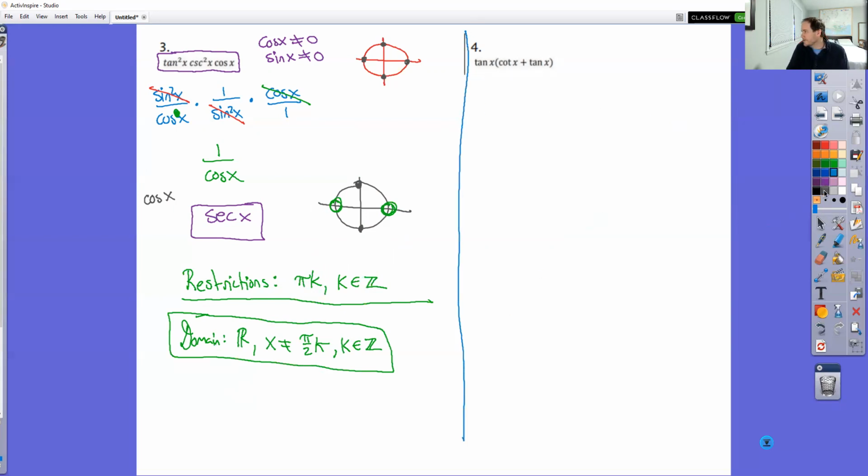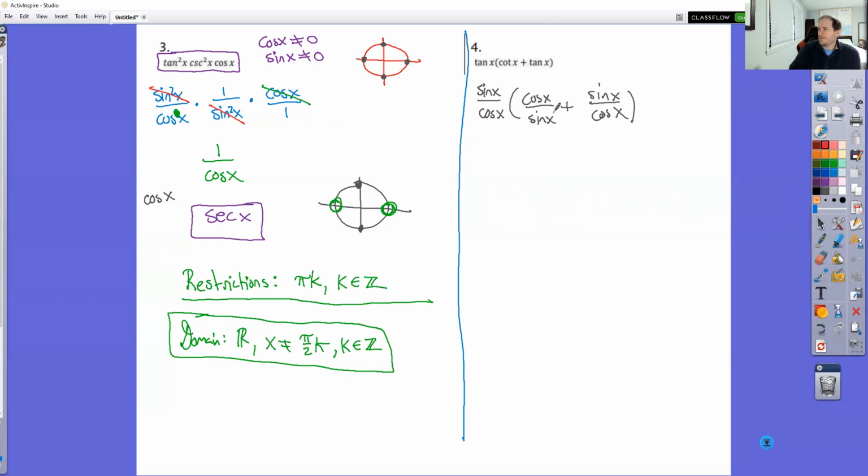So for number 4, all right, I'm going to do this the long way, then I'm going to do it the easy way. The long way, of course, is to keep on doing that thing where you turn everything into sine and cosine. So tangent becomes sine x over cosine x. Cotan becomes cosine of x over sine of x. Tangent is sine of x over cosine of x.